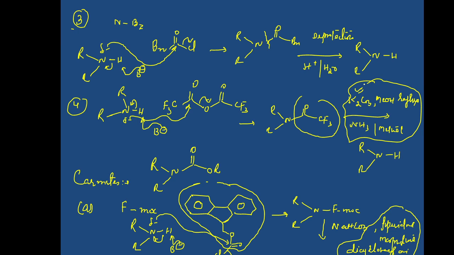So next we will discuss one more carbamate type of protecting group, that is Teoc. The second one is Teoc. So what is this Teoc? It is trimethylsilylethyl carbamate. Basically in the exam they will directly give Teoc, so you should know the structure of this Teoc.